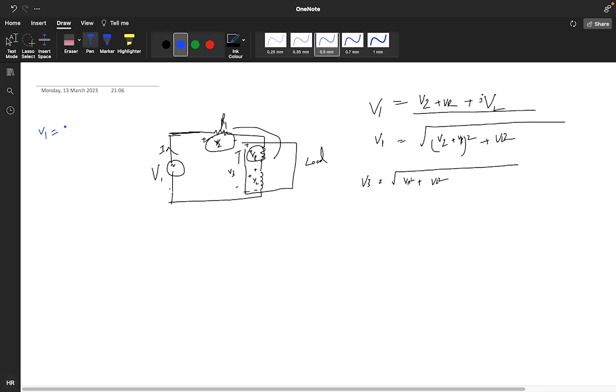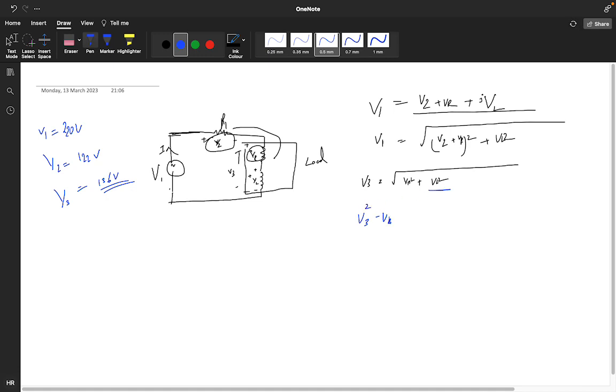Now you have the values. V1 is given as 220 volt, V2 is 122 volt, and V3 is 136 volt. Now if you have this V3 value, you can find the VL value.